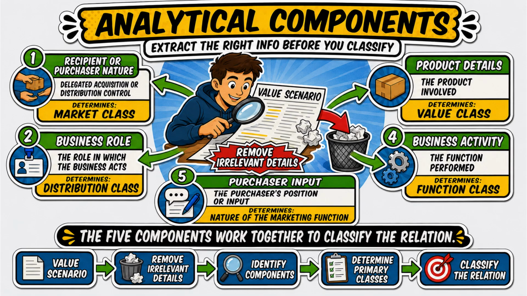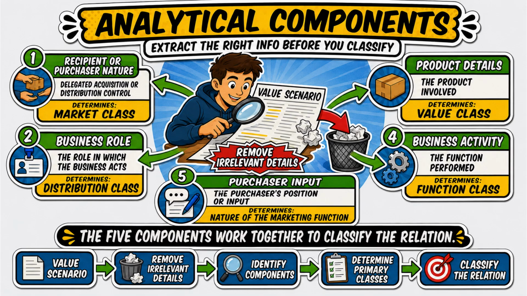Thirdly, identify the product details. Focus on the product involved and when the exchange happens. This determines the value class. Fourth, identify the business activity. Look at the nature of the function performed by the business. This determines the function class.